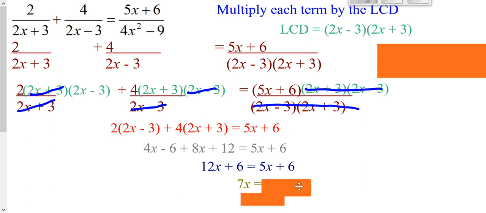Subtract a 6 from both sides. We still have variables here. We still have to get x totally by itself, so we're going to divide by 7. 0 divided by 7 is 0. This answer would work because we don't have to be concerned about it causing our denominator to be 0. Because if you plug 0 in, 2 times 0 plus 3 is not 0. And 2 times 0 minus 3 is not 0. So it would work.